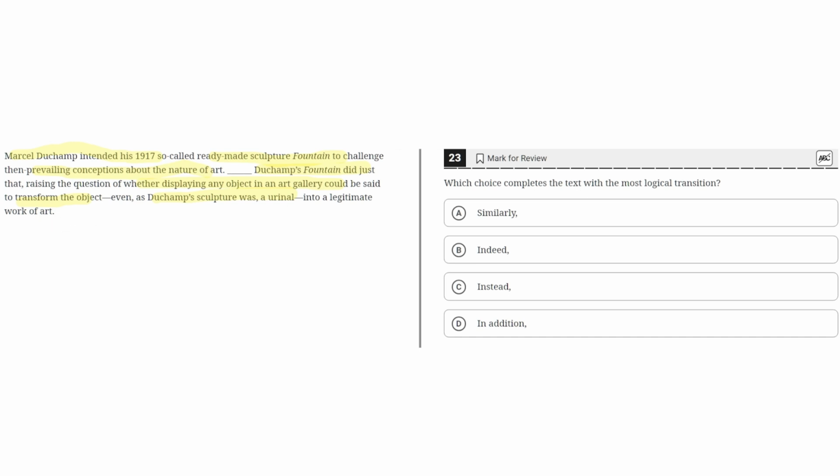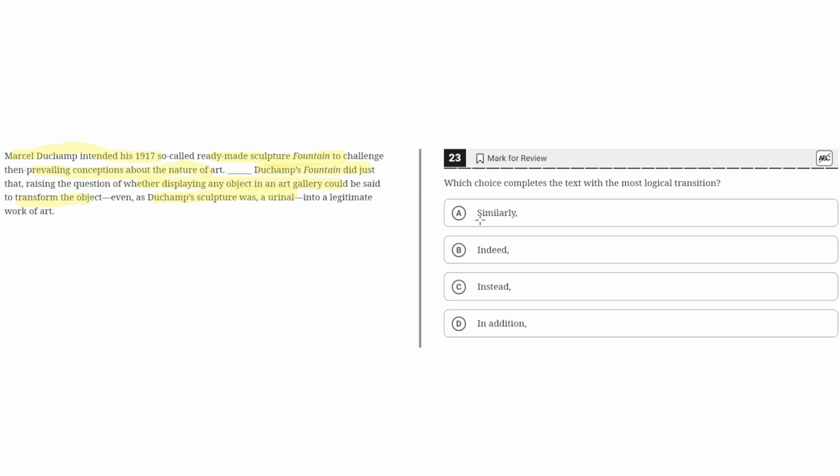So in this text, we can see how the second sentence serves to add emphasis to what was said earlier, to this claim here, where he wanted his ready-made sculpture, Fountain, to challenge then prevailing conceptions about the nature of art. And then the second sentence highlights or emphasizes this by highlighting how he did just that. Therefore, the proper transition would support this by adding more emphasis to this relationship between these two sentences.